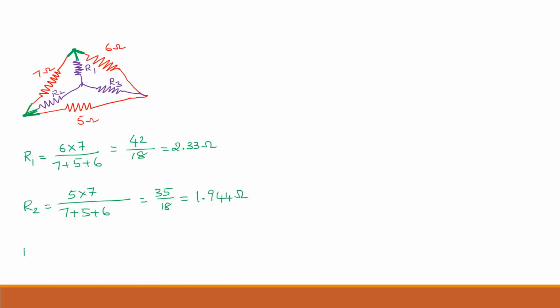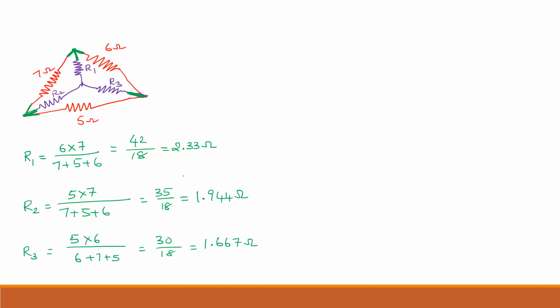Now similarly, if you are R3 and you came outside your home, who are your two friends? One is 5, another one is 6. So 5 into 6 divided by 5 plus 6 plus 7. 5 sixes are 30, divided by 18. So 30 by 18, you will get 1.667 ohms.